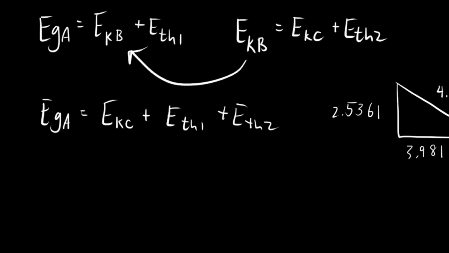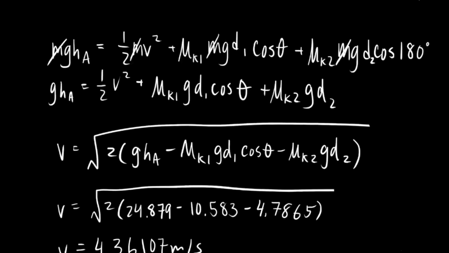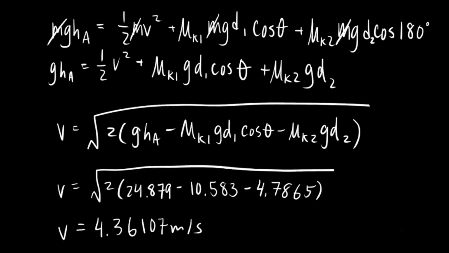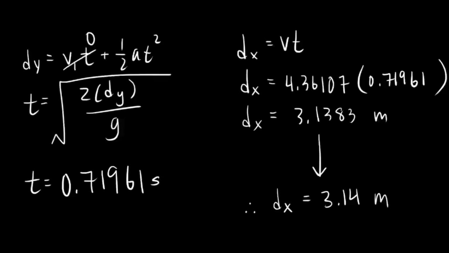Then we're going to expand the equation and rearrange for the velocity of the box at C. Plug in the values, take the square root, and we get the velocity to be 4.36107 meters per second. To find the distance, we need time. To find time, we use dy equals v1t plus 1/2 at squared. Rearrange and plug in the values to get 0.71961 seconds. Lastly, we use d equals vt to find the final distance traveled by the box, which ends up as 3.14 meters.